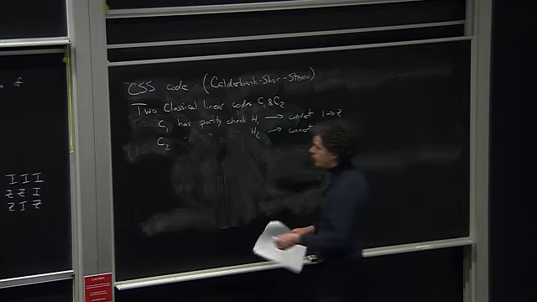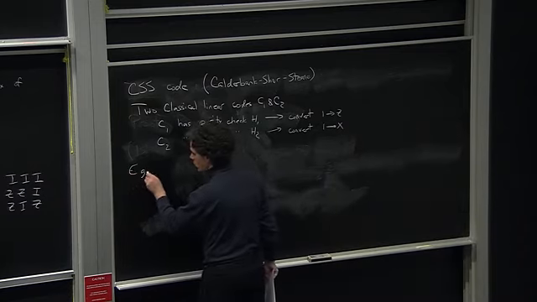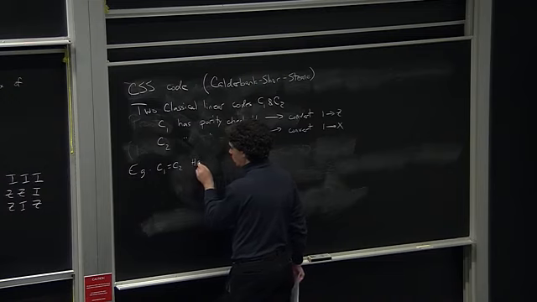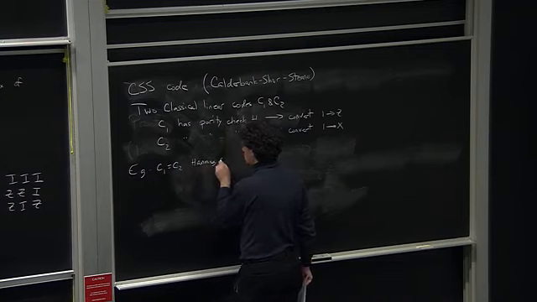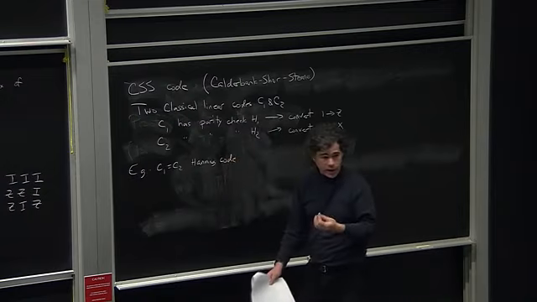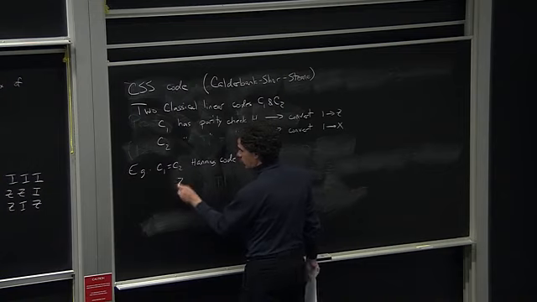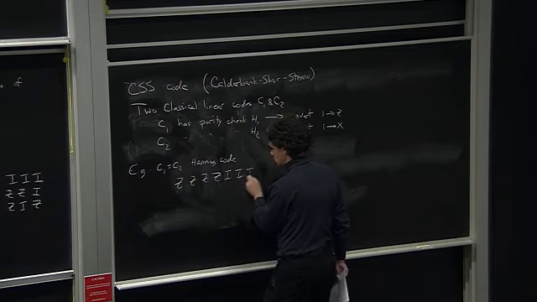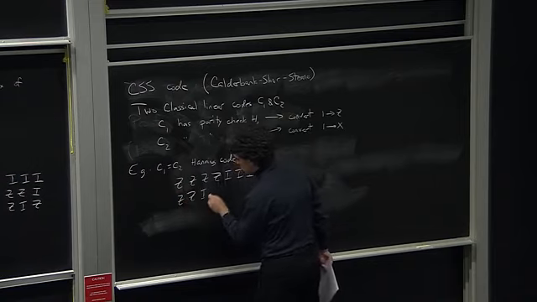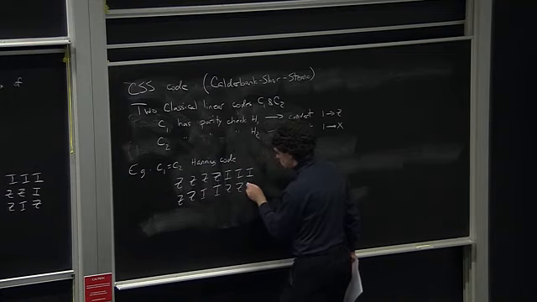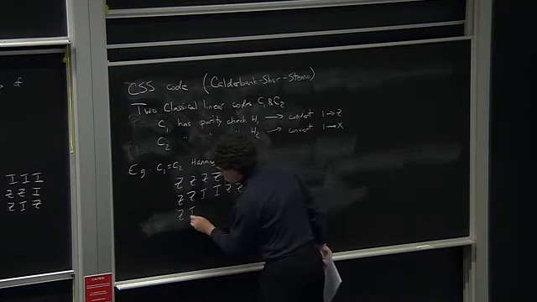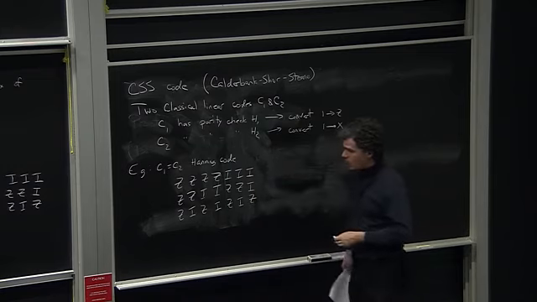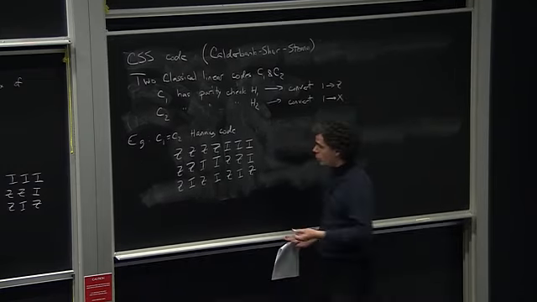So for instance, if C1 and C2 are both the Hamming code, what would we get out of this? Well, we'd get the following. We have the things that I wrote down there, but we also have the same things where I've converted the 1s to X's.